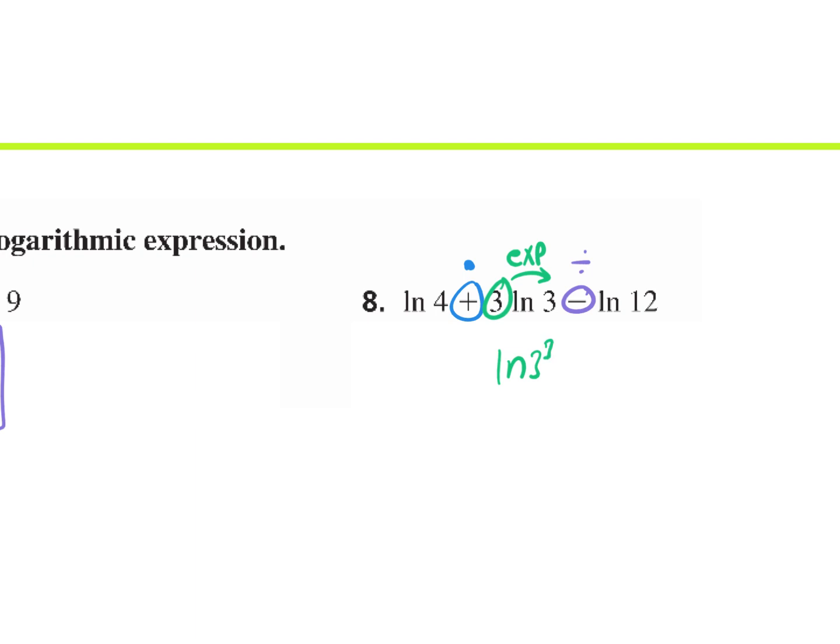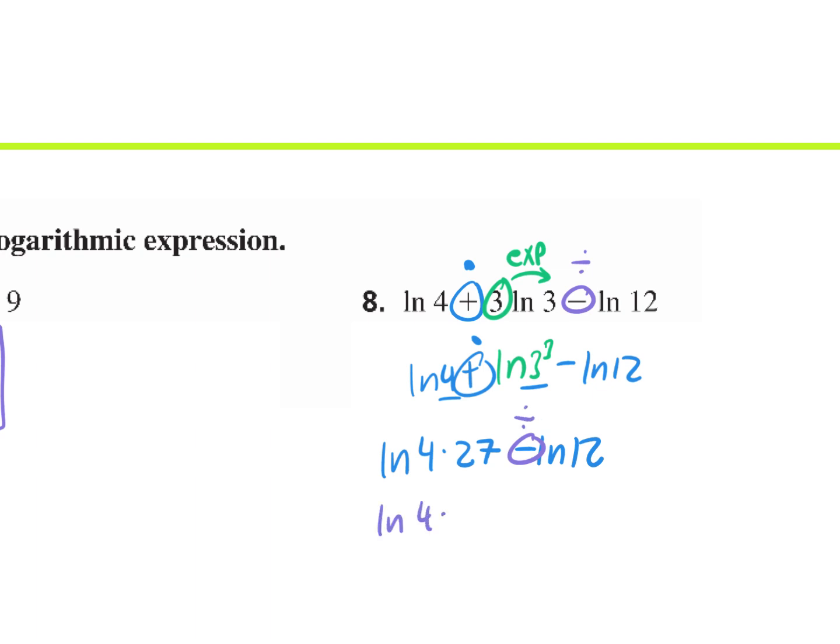And then after that, I'm going to bring everything else down. That plus is going to become a multiplication. So I'm going to multiply the 4 and the 3 to the third. I get ln of 4 times 3 to the third, which I know that that's going to get us 27. So you can leave it as 4 times 27, and then minus ln of 12. And then that minus in between is going to become a division. So I get ln of 4 times 27 divided by 12.